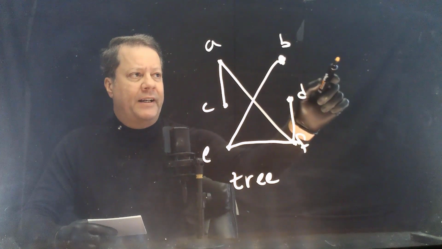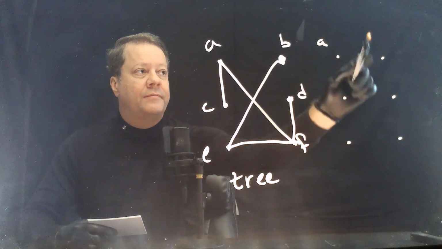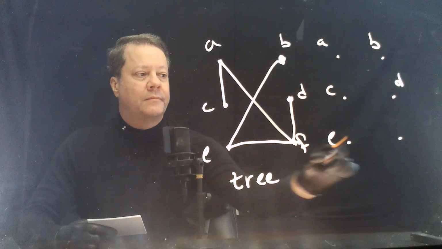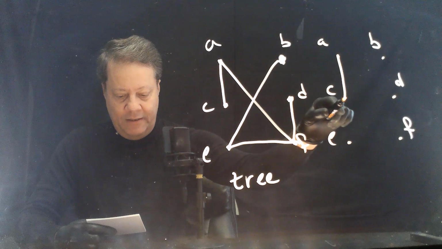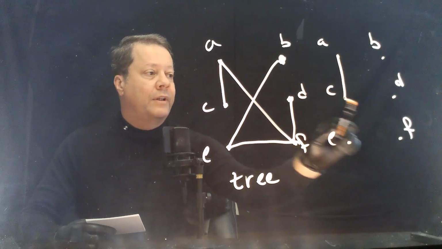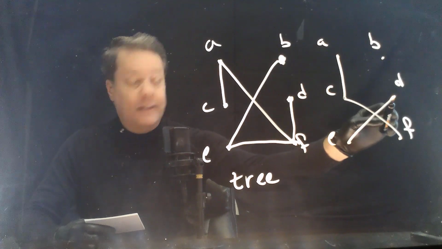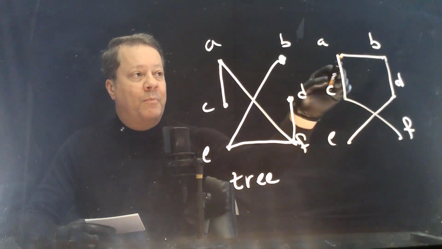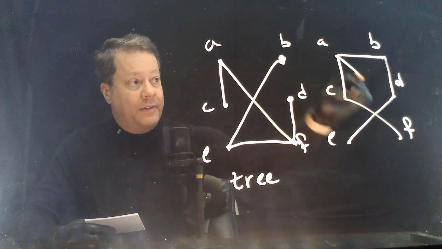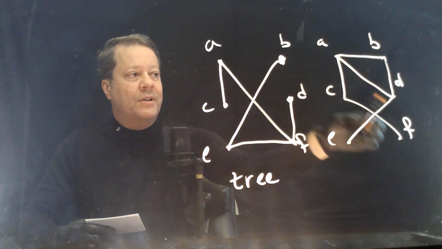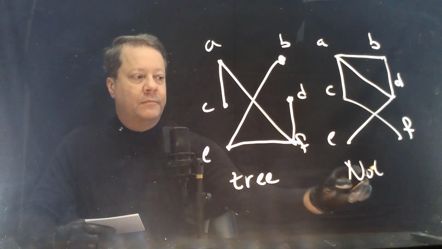However, if I have A, B, C, D, E, F, let's connect the points from here to here and then down to here. Let's connect here to here and then up to here, but let's go back over to here and down this way here. You can see we have a simple circuit, and therefore this is not a tree.